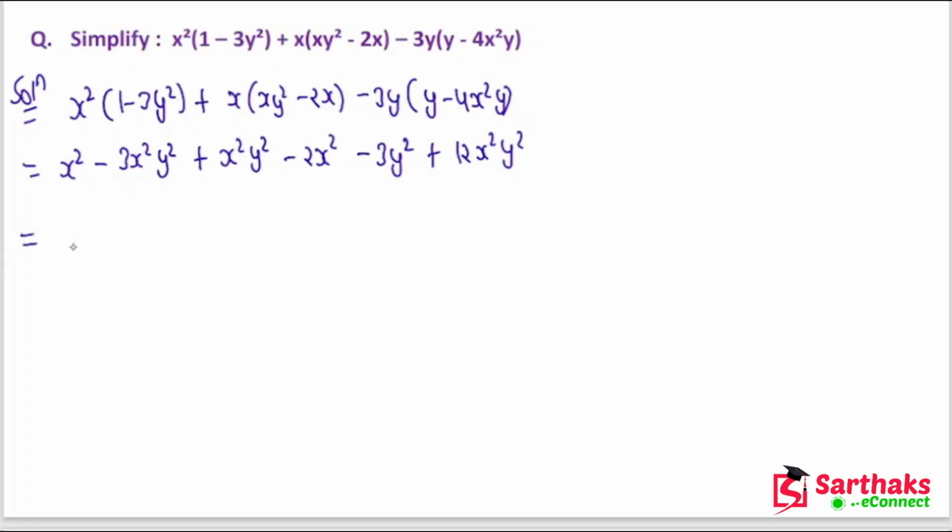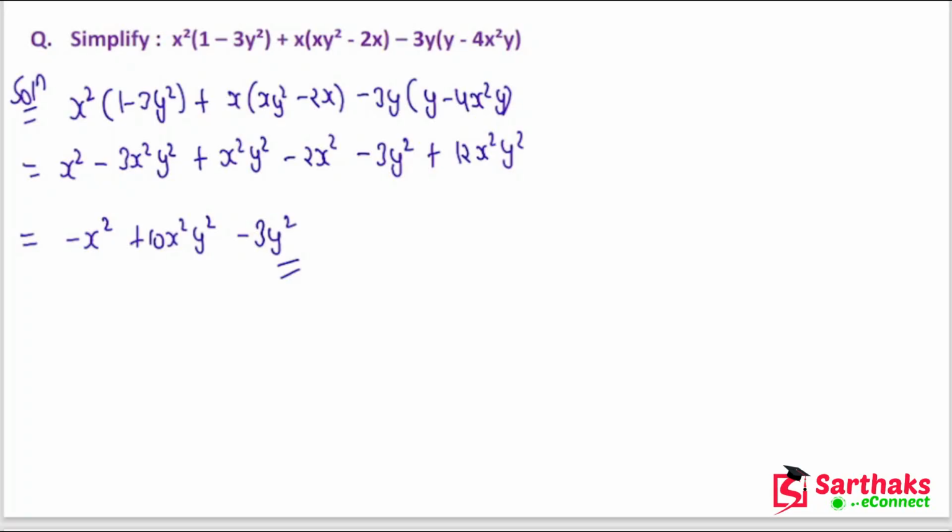x square minus 2x square, it would be minus x square, right? Minus 3 x square y square plus x square y square, so it would be minus 2 x square y square, and minus 2 plus 12, plus 10. So it would be minus x square plus 10x square y square, and now we have left this, so it would be minus 3y square. So that is the simplified version of the question.